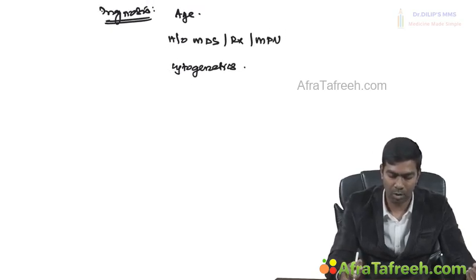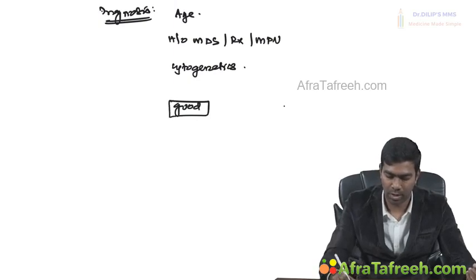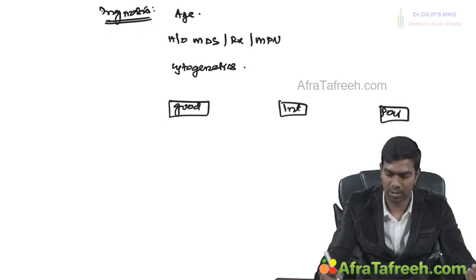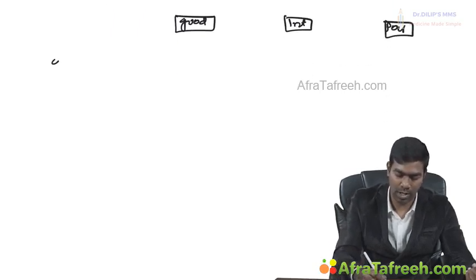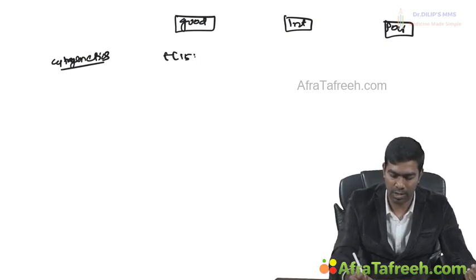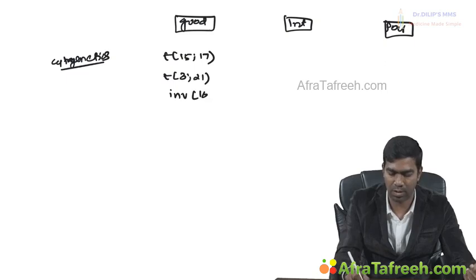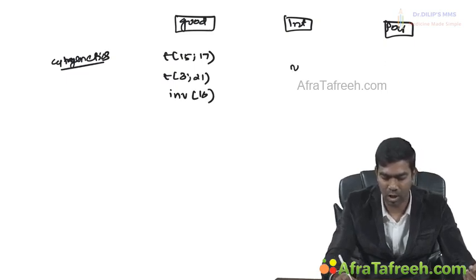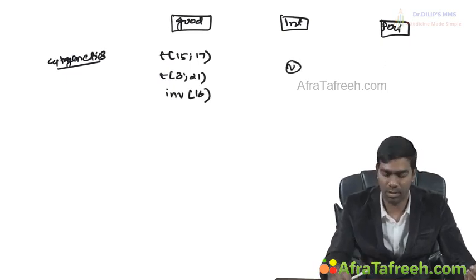So let us see the important prognostic factors. Let us see the good prognostic factors, then the intermediate prognostic factors and poor prognostic factors. Cytogenetics, I told you, again it's a nutshell. Cytogenetics, good prognostic: t(15;17) and t(8;21), the signature translocations, and inversion 16, definitely good prognosis. Intermediate: a normal cytogenetic. Clear?